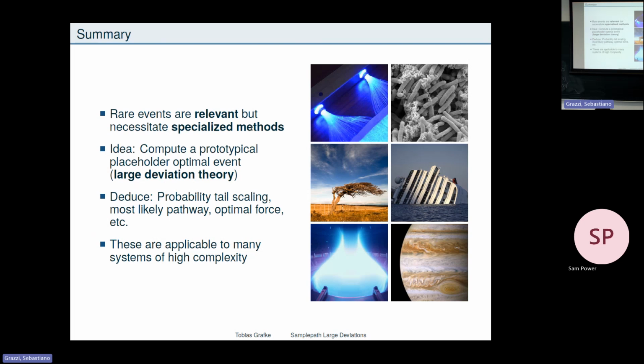And the one that I showed you, which can be summarized under sample path large deviation theory for stochastic differential equations, is to compute an optimal event instead of sampling. This is all that it boils down to. If I do that, I can compute probability tail scalings, meaning that I get rare event probabilities for extreme events out of this. I can get the most likely pathway, I can get the optimal force, and so on. And these are applicable to very high dimensional systems in a rather efficient way because of their specific structure. So I can compute this even for large high dimensional PDEs.